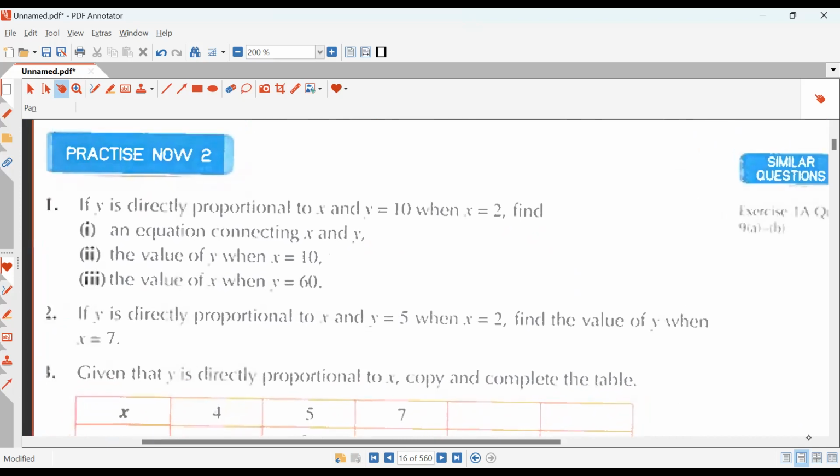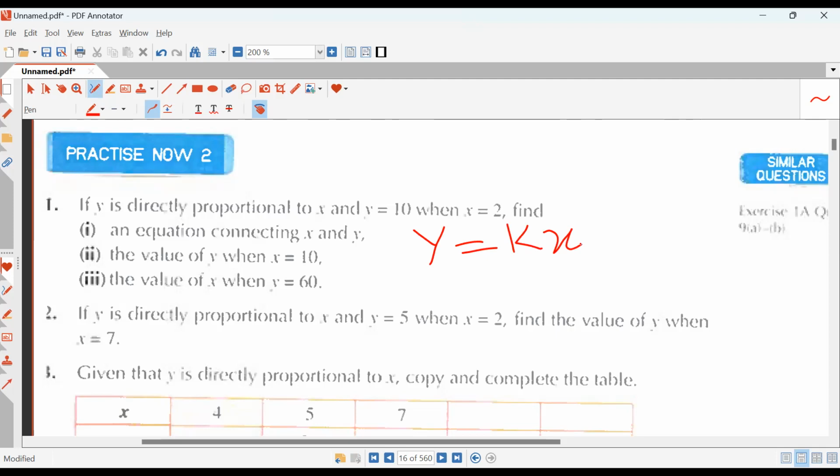Now we have another question over here. If y is directly proportional to x and y equals to 10 when x equals to 2, find an equation connecting x and y. So I know that it's directly proportional. So when two variables are directly proportional to each other, I'll say y equals to kx, where k is the rate. I have made an equation.